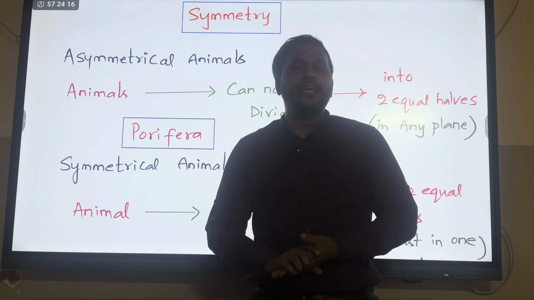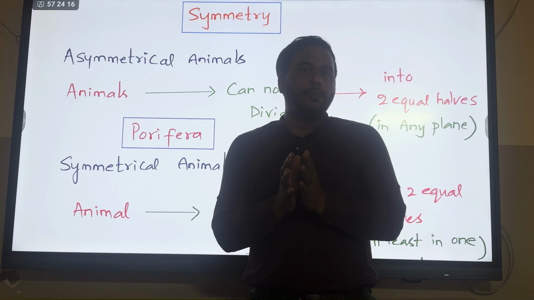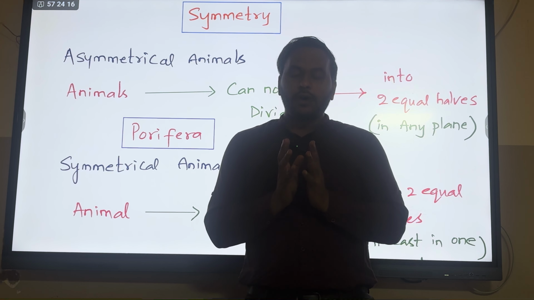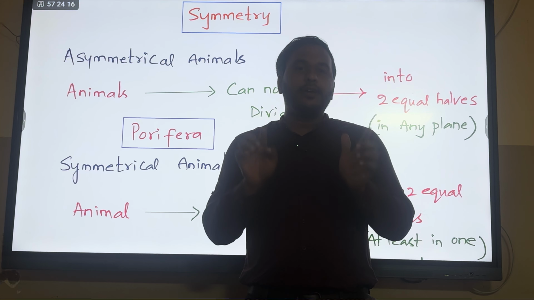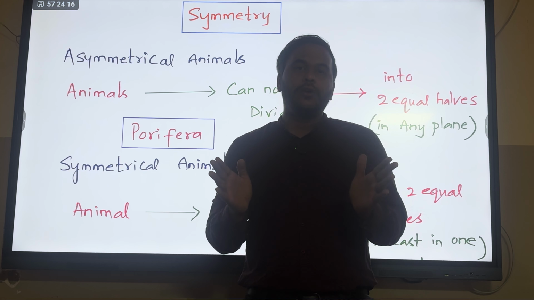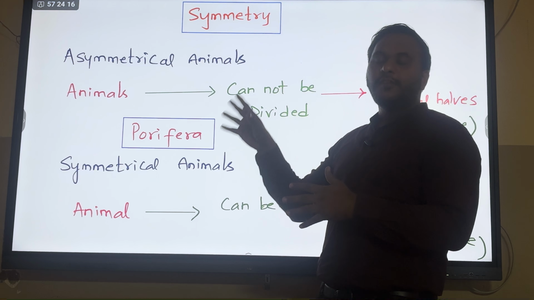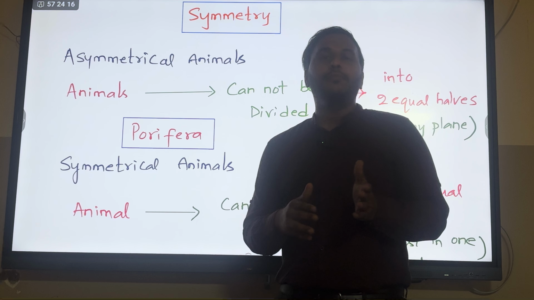Okay, so the next criteria is symmetry. Symmetry means what? That means having a proper form or a shape, or else we can divide that object or animal or any plant into two equal halves, right? That is called symmetry. So based on this property also the animal kingdom is classified.